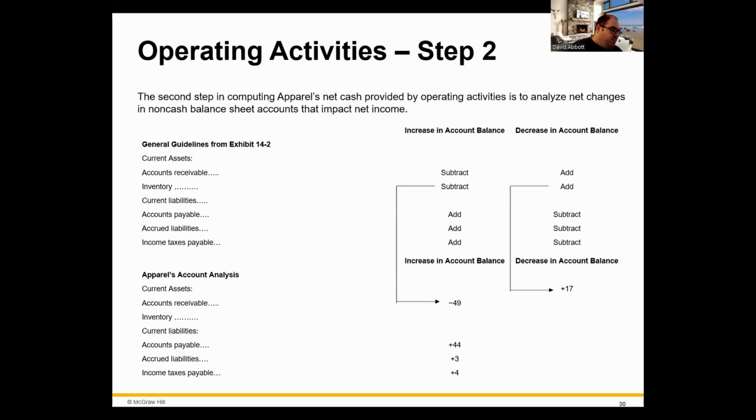The accrued liabilities balance increased by 3 million. So we're going to add that to our net income. And the income taxes payable balance increased by 4 million. So we're going to go ahead and add that back to our net income.